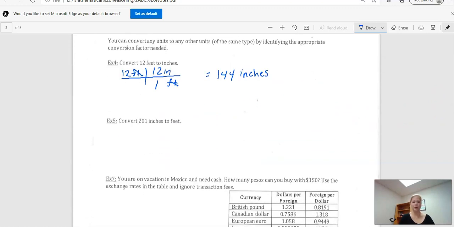Convert 201 inches to feet. Okay, so we know we're starting out with 201 inches.